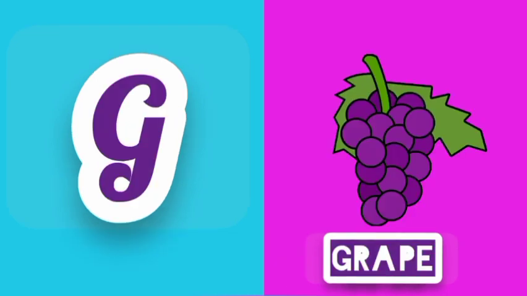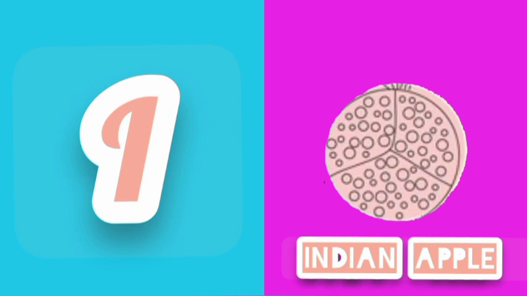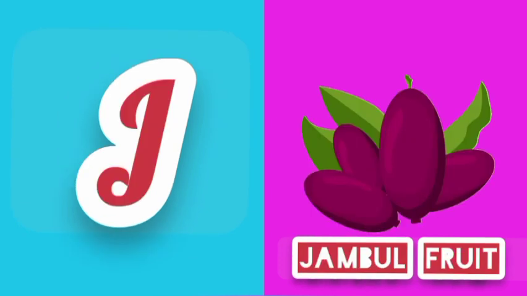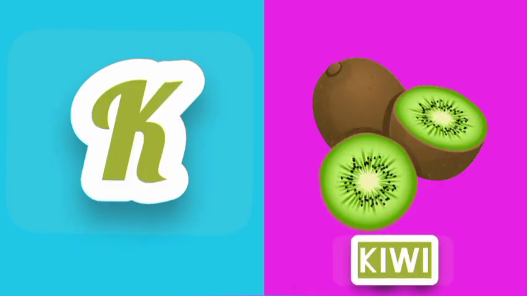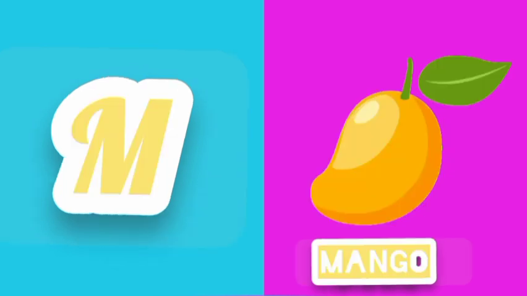G for grape. H for honey melon. I for Indian apple. J for jambul fruit. K for kiwi. L for lychee. M for mango.